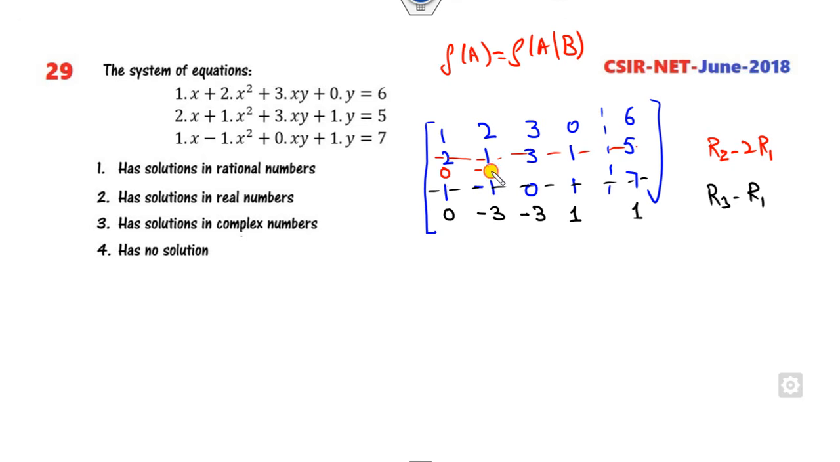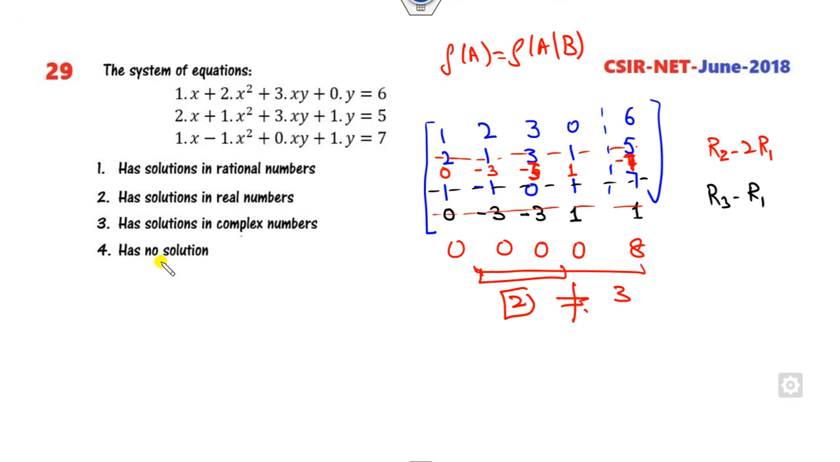This value will be minus 3. This value will be minus 6. Sorry, 6 minus 3 is a plus, minus 3. It is plus 1. 5 minus 10 is minus 5, 5 minus 12 is minus 7. Now you can see, these two rows are same. So if I subtract them again, it will be 0, 0, 0, 0. It is 8. So this has the rank 2. The complete augmented matrix has the rank 3, which is not the same, so no solution is the right answer.